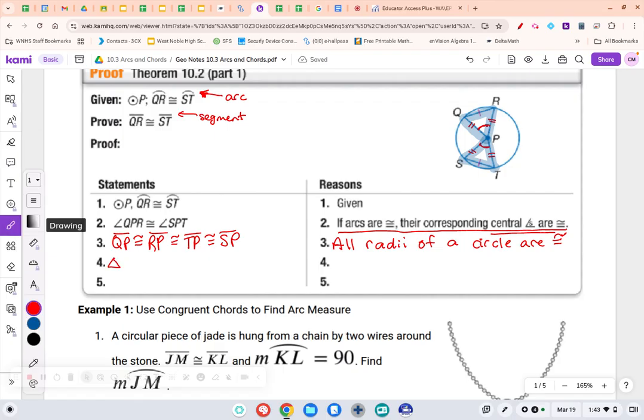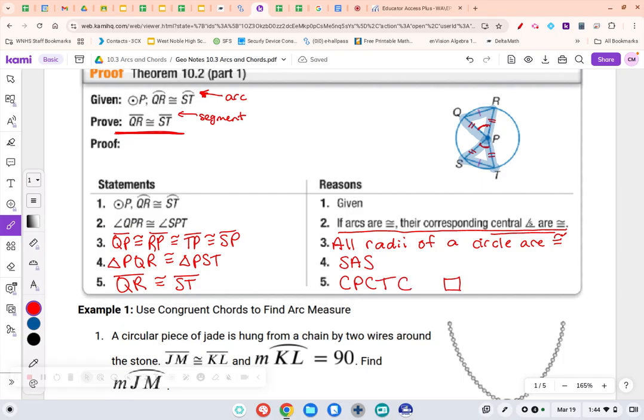So I have triangle PQR is congruent to triangle PST. This is by side-angle-side, bringing back some of that older stuff. Now that our triangles are congruent, we are guaranteed that the thing we are trying to prove is true. We know that segment QR is congruent to segment ST because corresponding parts of congruent triangles are congruent. So we can now use this theorem whenever we want.